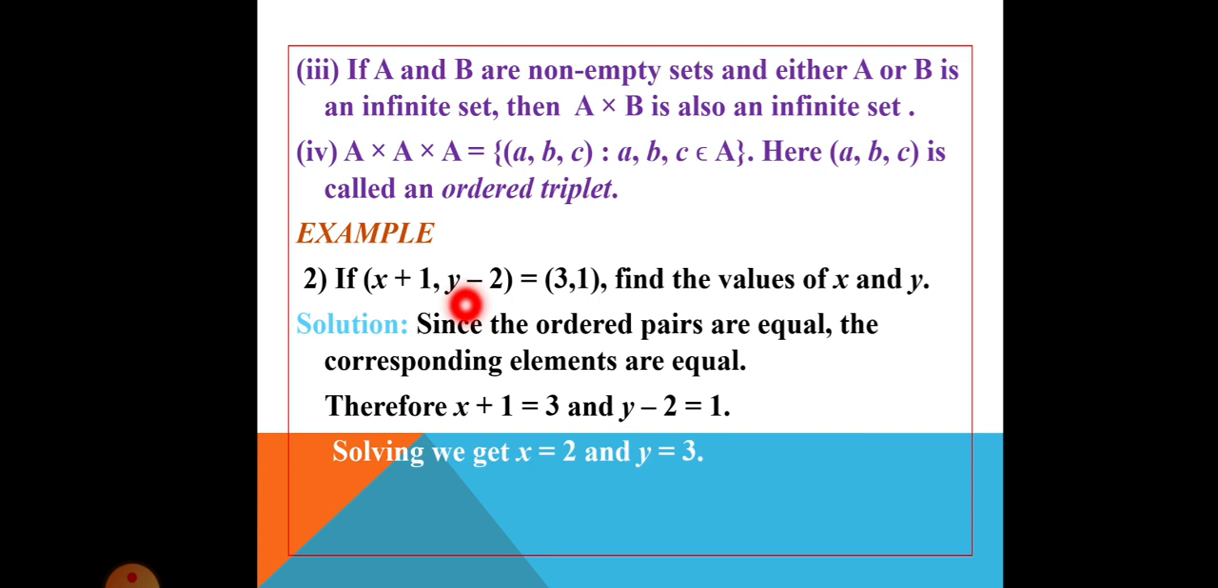Next, we have to equate the second element of this ordered pair to the second element of this ordered pair. That is, y minus 2 is equal to 1. If you take minus 2 to the right hand side, it becomes plus 2. Then we'll get y as 3. Therefore, we have x is equal to 2 and y is equal to 3.